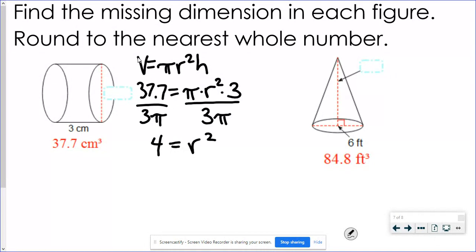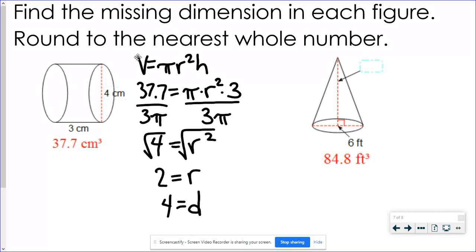But again, that's r squared. That's not r. So I would still have to take a square root. And the square root of 4 is 2. Not just because it's cutting it in half. It's because 2 times 2 gives me 4. So the radius is 2, but if you said that this answer was 2, you'd be wrong. The diameter is twice as big, which is 4. This is measured in centimeters, so it's going to be 4 centimeters.